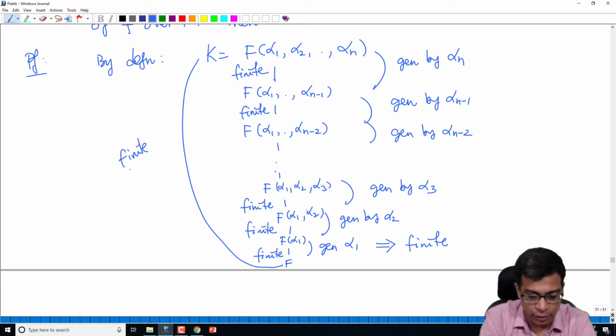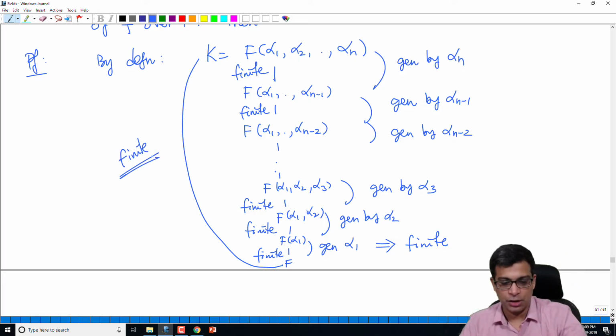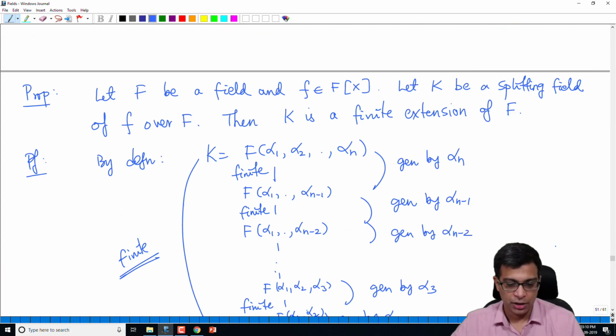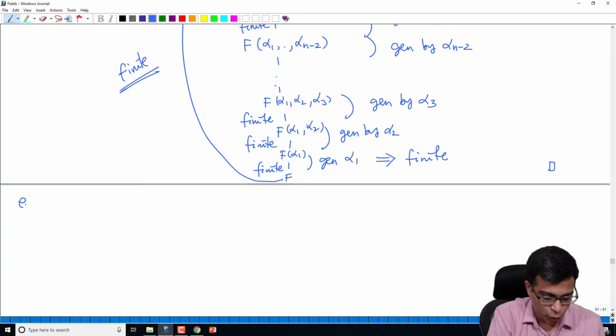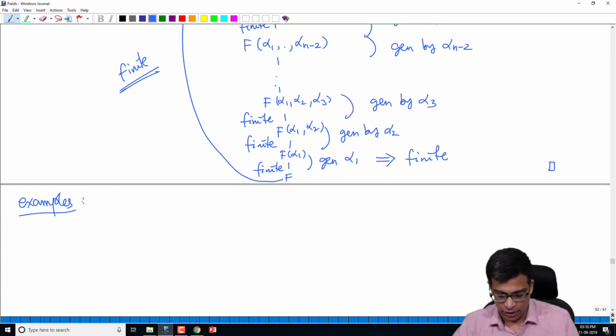because of the multiplicative property of degree of field extensions, K over F, the degree will be the product of this times this times this times this times this. So this is finite. So that's the proof, okay? So I have done this pictorially, but I hope it's clear. If you have a splitting field, it's automatically a finite extension. Let me now do a few examples to end the video, and we will continue from the next video.